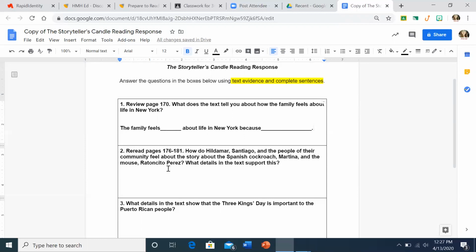How do Hildemar, Santiago, and the people of their community feel about the story about the Spanish cockroach, Martina, and the mouse, Ratoncito Perez? Sorry if I mispronounced that. What details in the text support this?